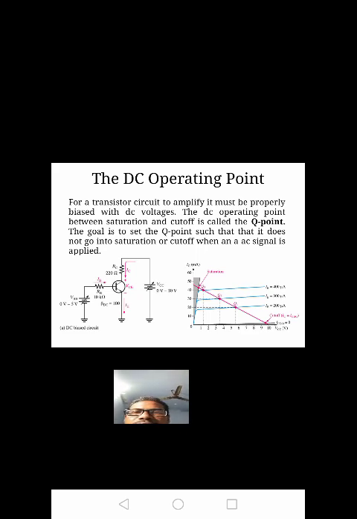Here an example diagram is taken. VBB is the input voltage, IB is the input current, RC is the output resistance, IC is the output current, and VC is the output voltage. Here the voltage VCC is applied to drive the current IC in the circuit.